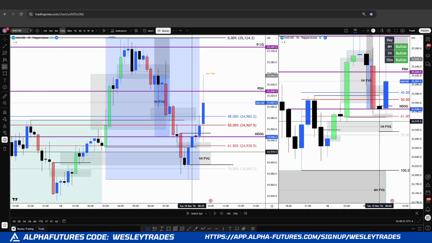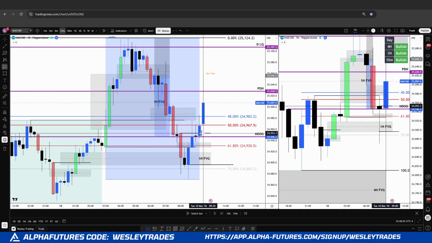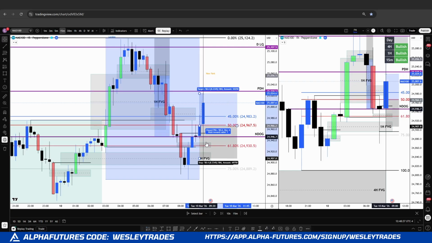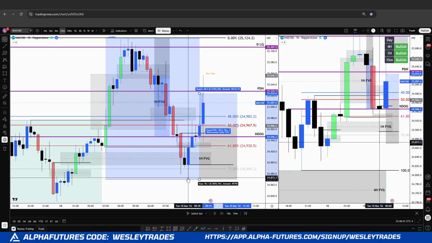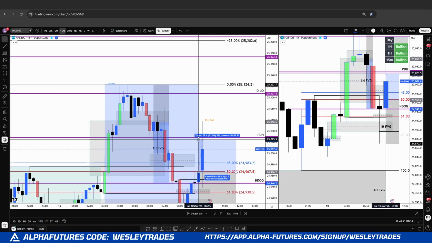This is a very nice buy. Very nice buy. You could have actually bought from here, with a stop loss here or here, and you target the nearest highs.